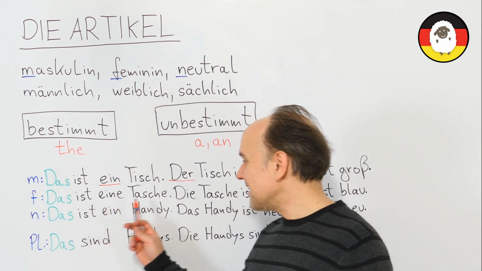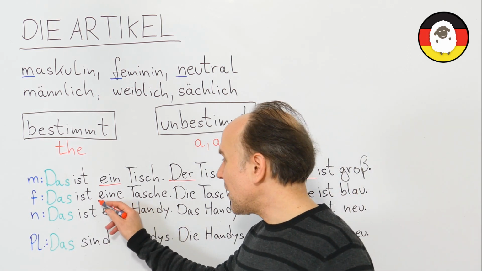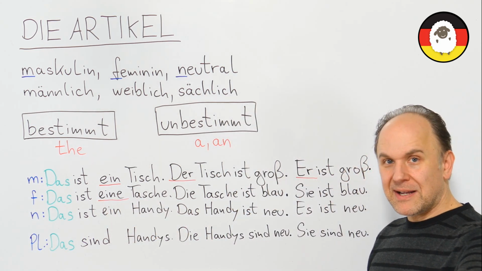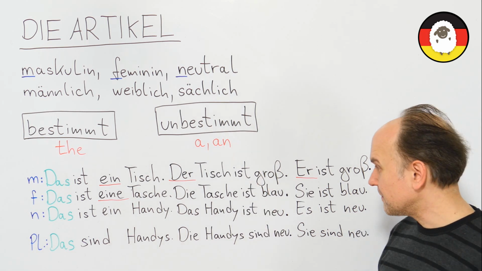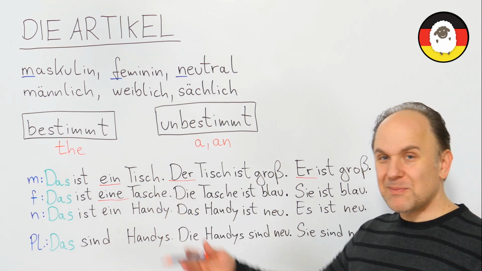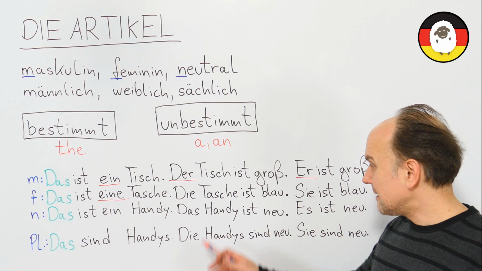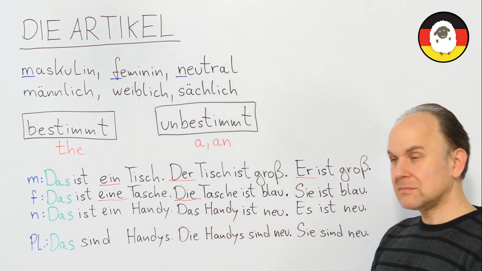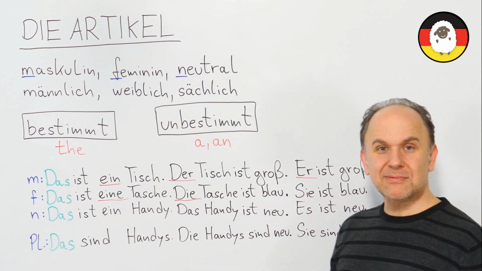Look, das ist eine Tasche, a bag. Why is a bag feminine? I don't know. I have no idea. Like, I go shopping with a bag, but what's so feminine about it? I don't know. And why is a table masculine? Die Tasche is blue. She is blue.